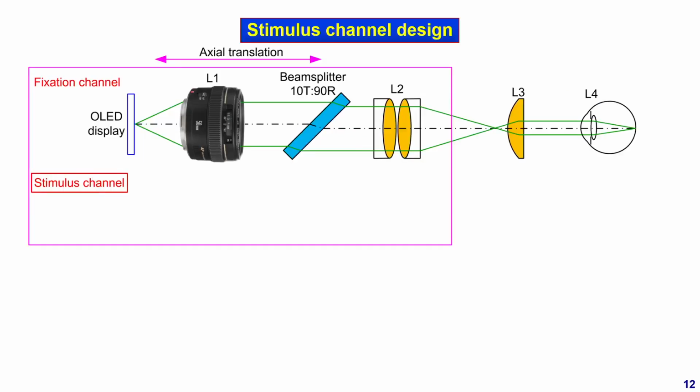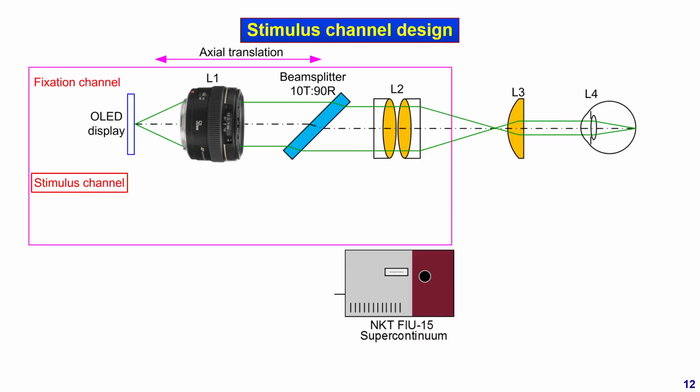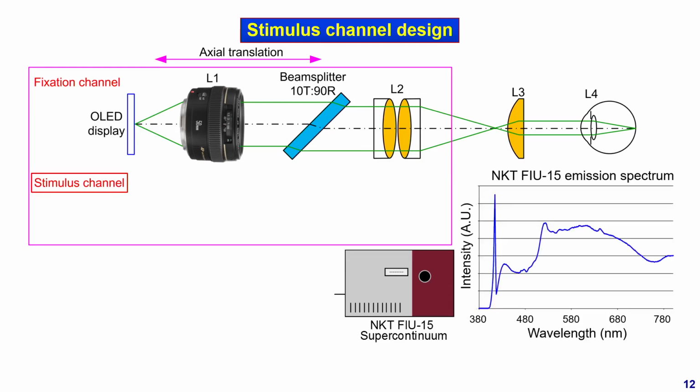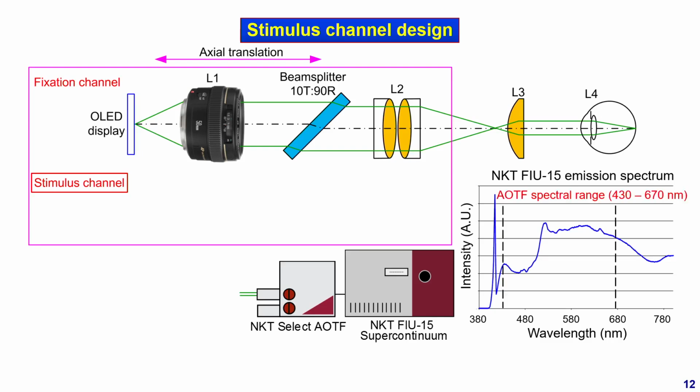Now let me describe our stimulus channel, which is used to study retinal function. We use a supercontinuum laser as the source, whose spectrum is shown here. The laser is spectrally and temporally controlled by an acousto-optical tunable filter, which outputs any wavelengths between 430 to 670 nanometers, with a full width half maximum bandwidth less than 1.8 nanometers.